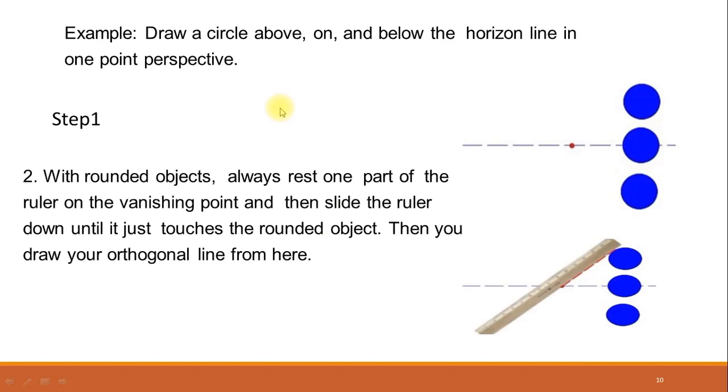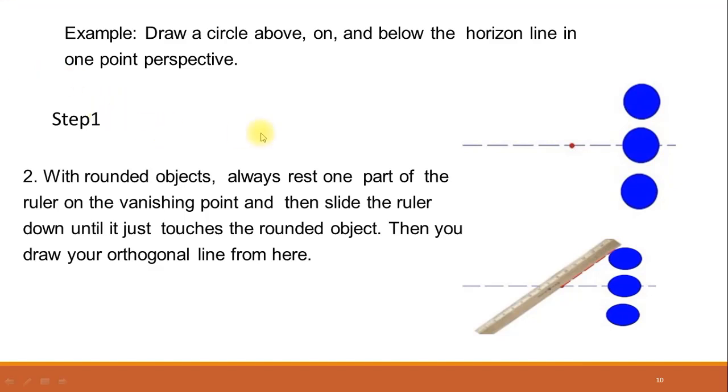Now here is another example, to draw a circle above, on, and below the horizontal line in 1 point perspective. How to draw a circle in 1 point perspective above the horizontal line, on the horizontal line, and below the horizontal line.